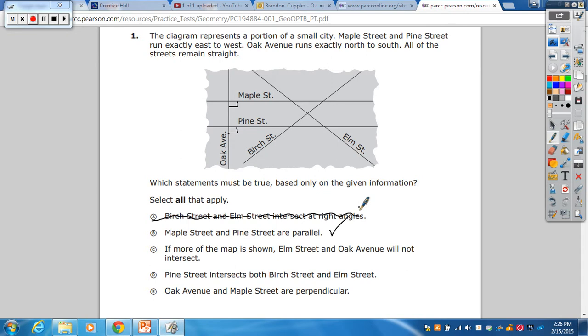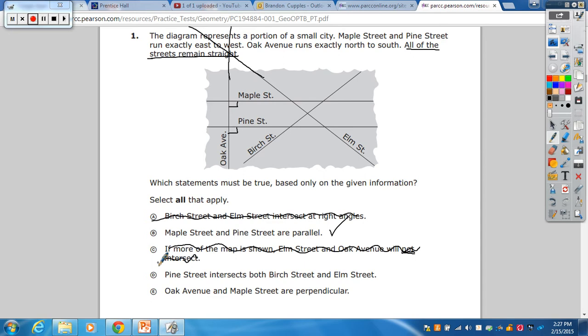Letter C, if more of the map is shown, Elm Street and Oak Avenue will not intersect. Elm Street and Oak Avenue. Well, the key here for this one, all of the streets remain straight, meaning this one continues on through, and this one right here. So as a result, instead of they will not intersect, they will intersect. And so this one is not going to be an option, okay? Those two streets will eventually intersect.